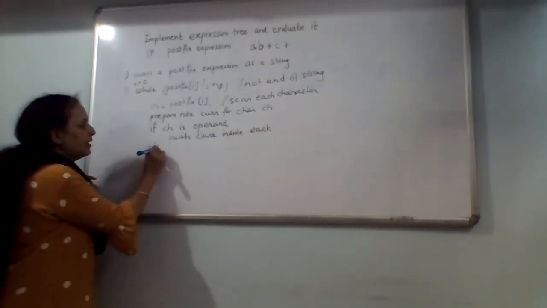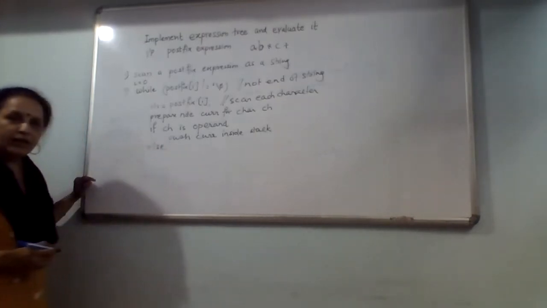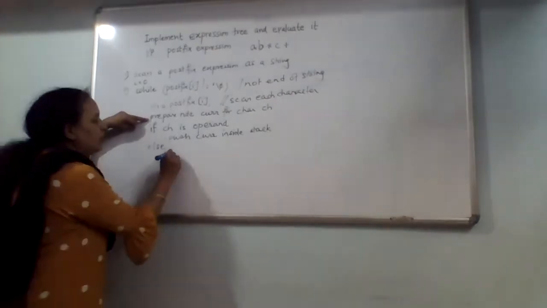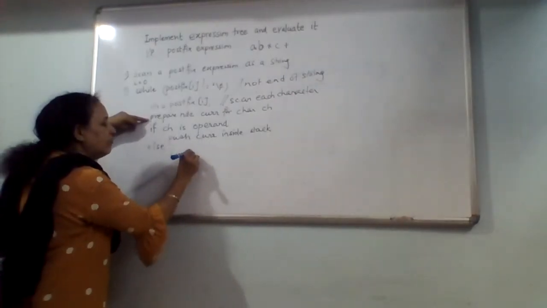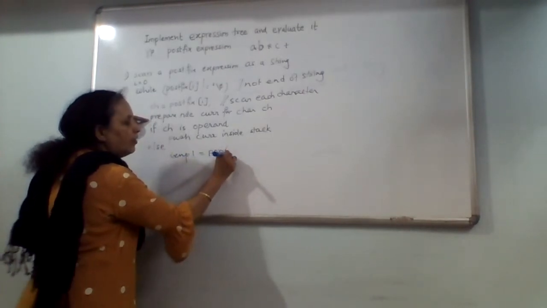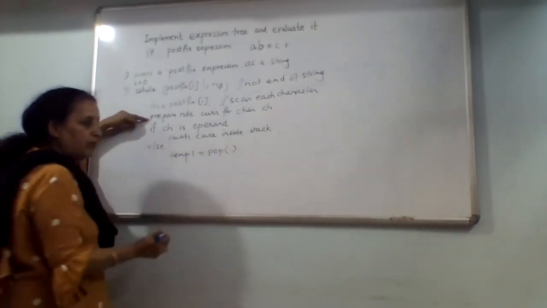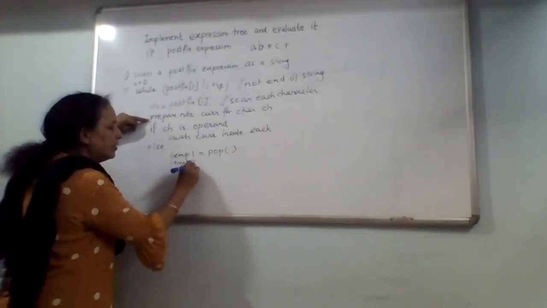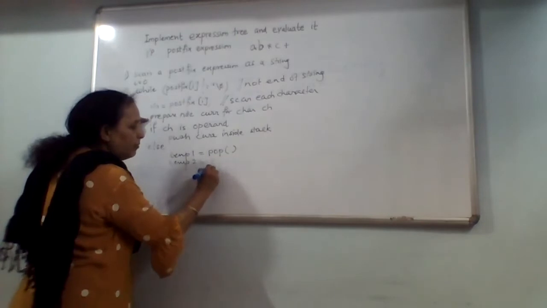Else, means if it is an operator, already we have prepared current, we have to pop two values. So what I say? Temp1 is equal to pop from S. Pop one value. Then temp2 is equal to pop.